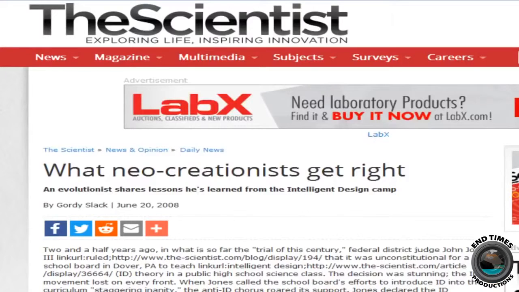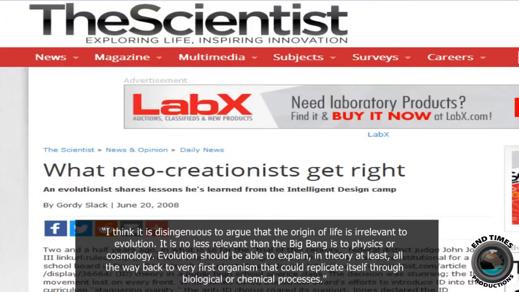However, evolutionist Gordon Slack rebukes such a cop-out. "I think it is disingenuous to argue that the origin of life is irrelevant to evolution. It is no less relevant than the Big Bang is to physics or cosmology. Evolution should be able to explain, in theory at least, all the way back to the very first organism that could replicate itself, through biological and chemical processes."